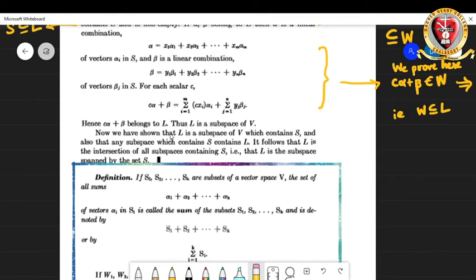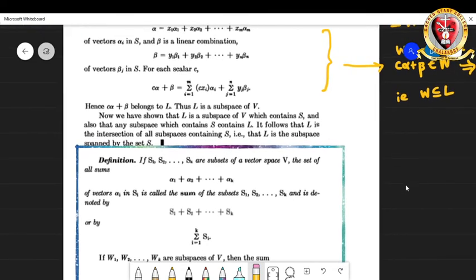So what did we show here? We showed that L is equal to W. We first proved L subset of W, now we proved W subset of L. So that ends our proof. It is also a very easy proof.